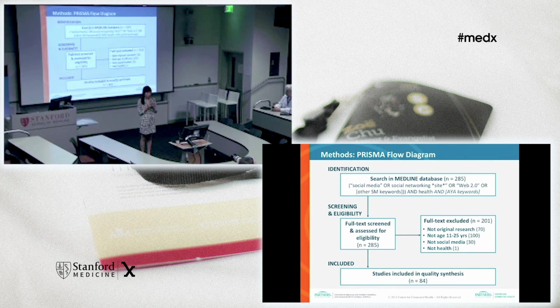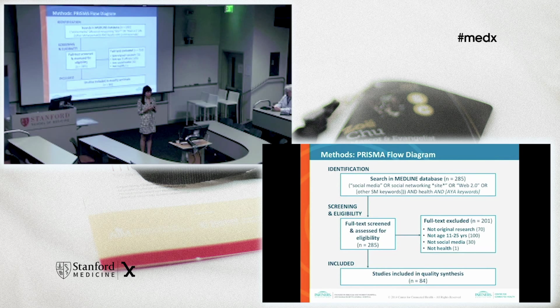I'm not going to go into too much detail on the methods. If you have any questions, I'm happy to speak to you about it afterwards. This is an abbreviated flow diagram. We did the study using PRISMA guidelines for systematic review. We identified studies through Medline and PubMed, using search terms for social media, including Web 2.0 and specific keywords like Facebook and Twitter, and also adolescent and young adult keywords, including adolescent, teen, children, things like that.